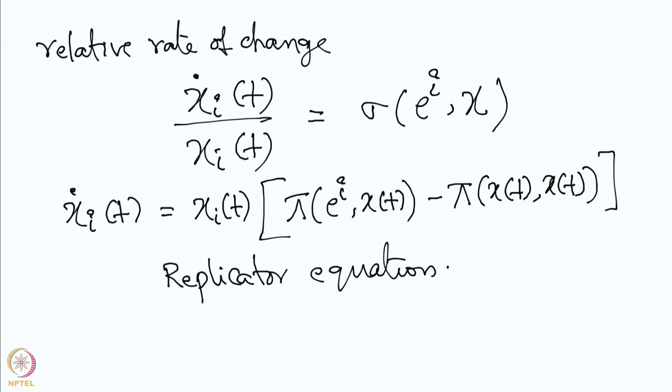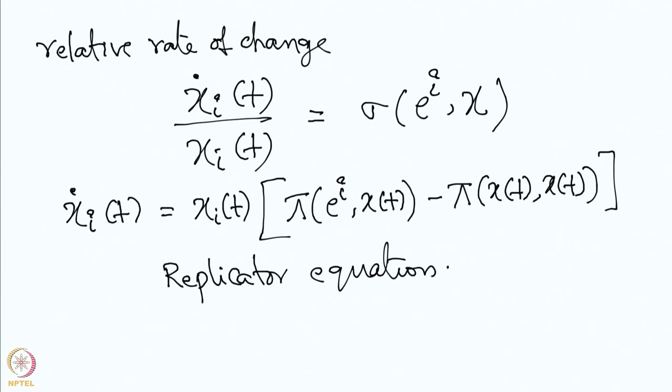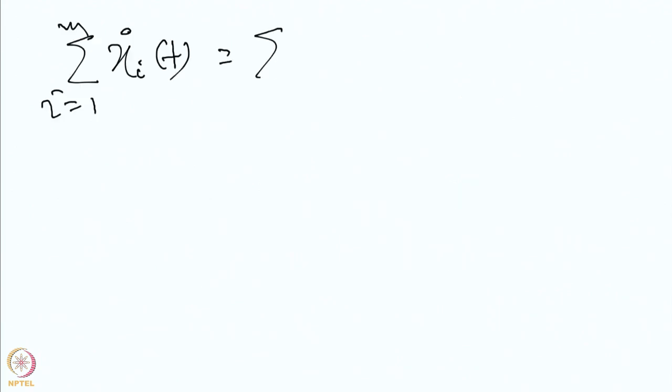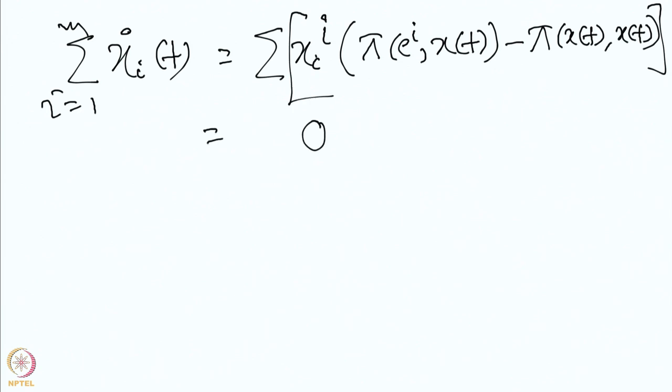Now let us check one interesting fact: what is the summation of xi dot t, where i runs from 1 to m? If I sum over all these things, that is nothing but the summation of xi t times (pi e_i x t minus pi x t x t). If you really calculate this, this is going to be 0. So in fact, the summation of xi pi e_i x t is simply pi x t x t, and the summation of xi t pi x t x t is also pi x t x t. Therefore this is going to be 0.